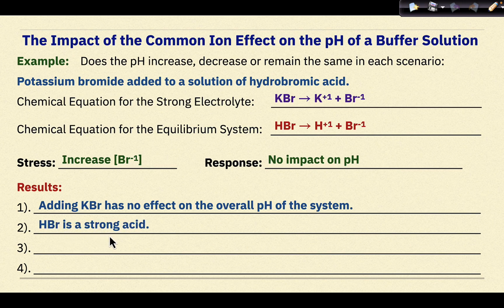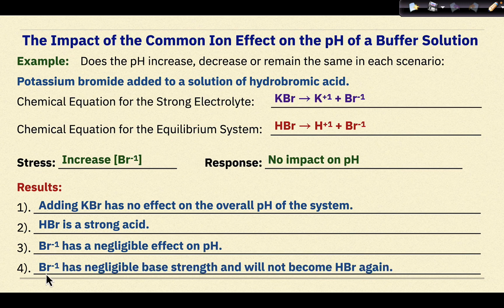HBr is a strong acid. Br-1 has a negligible effect on pH. Br-1 has a negligible base strength and will not become HBr again.